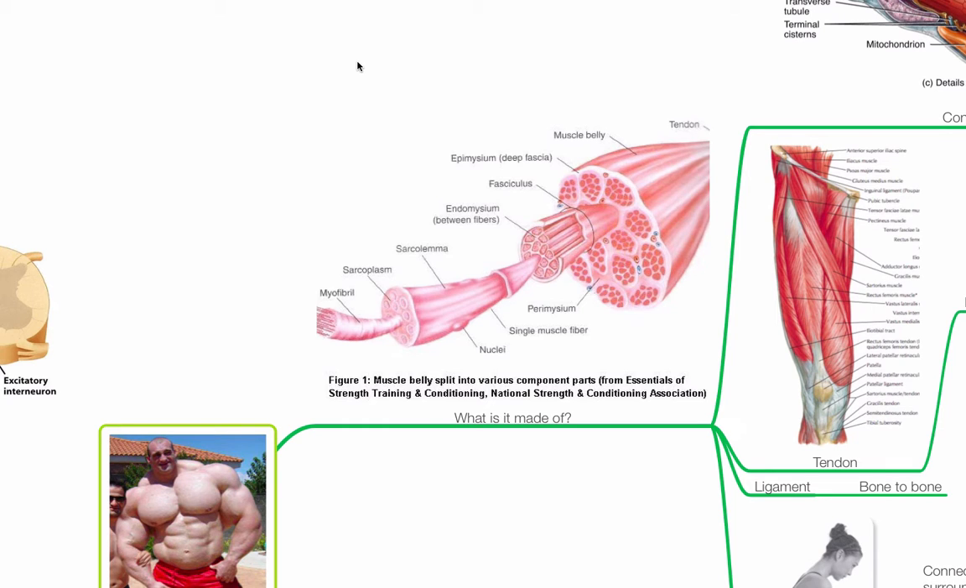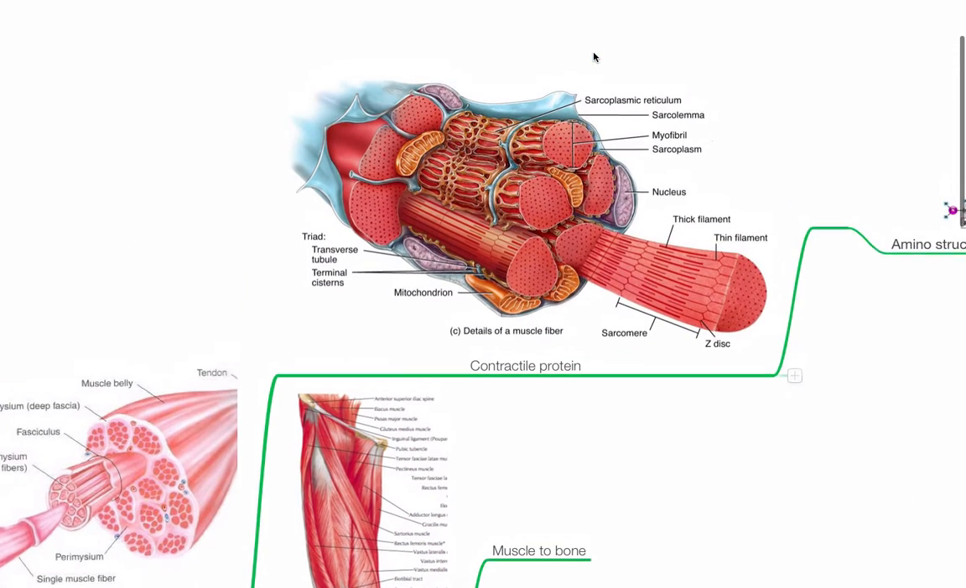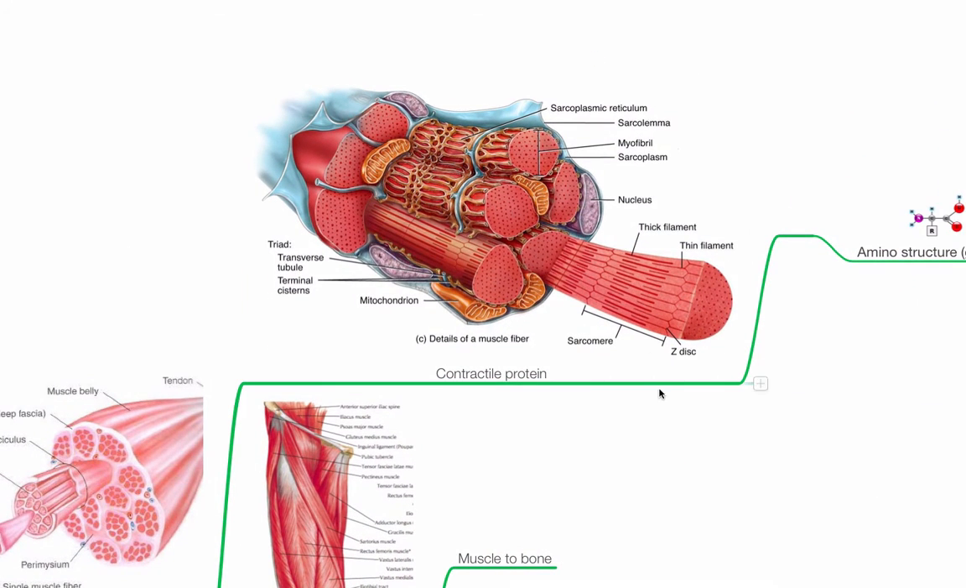So here is a muscle belly, which is a bundle of smaller fibers known as fasciculi. The fasciculi are made up of even smaller fibers called myofibrils, and then these are made up of sarcomeres, which are the basic subunits of muscle, and they're what are made up of the contractile proteins. And muscle attaches to tendons.